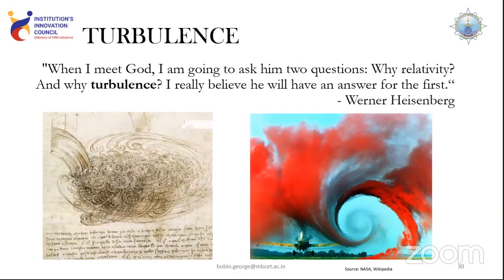This is one of the famous quotes by Heisenberg, who invented the Heisenberg uncertainty principle. It is believed that he said this on his deathbed. He wanted to ask God about two things. The first one is relativity, the second one is turbulence. And he was definitely sure that God would have an answer for the first one, that is relativity.